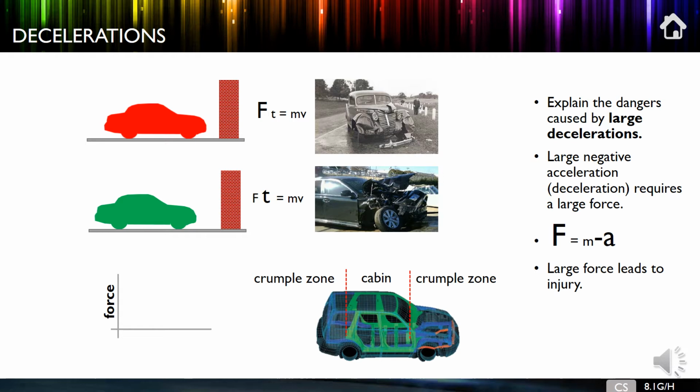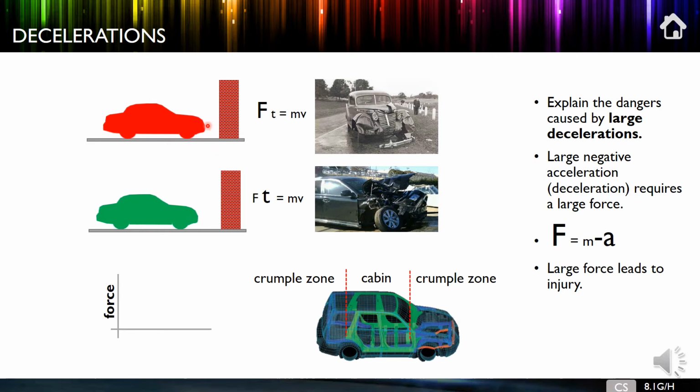So we've got decelerations here. Extreme decelerations are very dangerous. They result in large forces, which result in injury. So we want decelerations to be gentle. So we can see that here, this old-fashioned car protected itself, but probably not its occupant. A modern car is designed to be deliberately weak, and that's the crumple zone, and it acts like a pillow essentially. We can see that here.